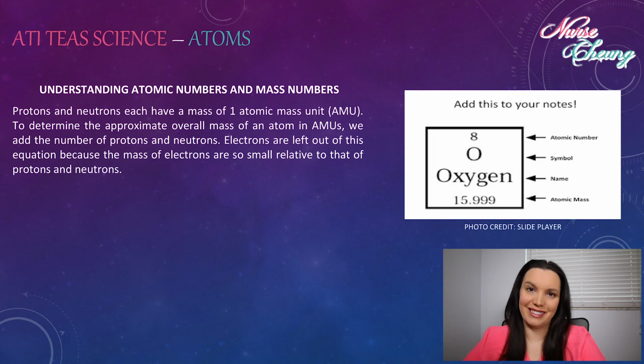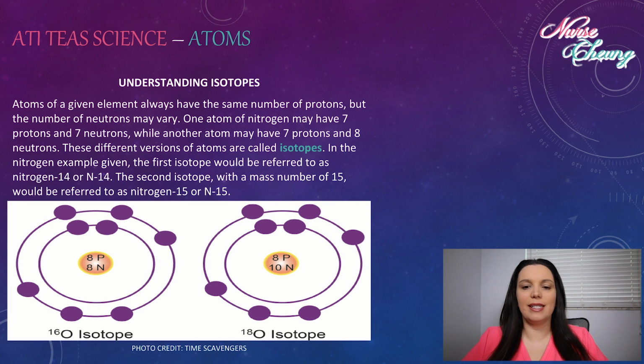Atoms of a given element always have the same number of protons, but the number of neutrons may vary. One atom of nitrogen may have 7 protons and 7 neutrons, while another atom may have 7 protons and 8 neutrons. These different versions of atoms are called isotopes. In the nitrogen example given above, the first isotope would be referred to as nitrogen-14 or N14. The second isotope with a mass number of 15 would be referred to as nitrogen-15 or N15.